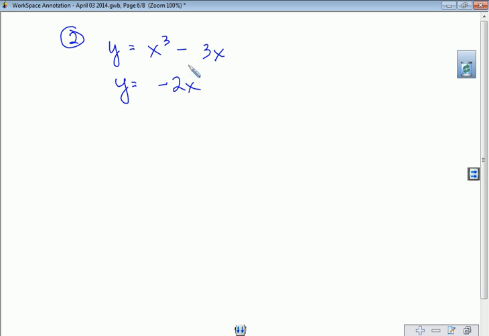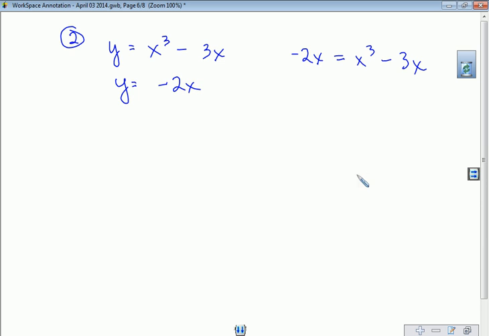So this is a cubic and a line. So if we're going to do this algebraically, since they're both already solved for y, let's just use substitution. Are you guys good with that? All right, so we'll sub this in, and we'll get negative 2x equals x cubed minus 3x.